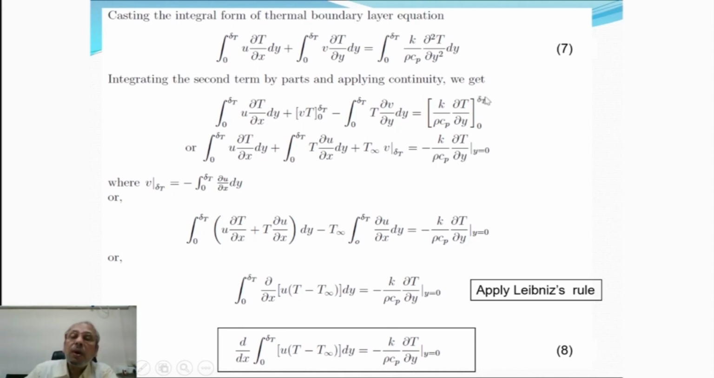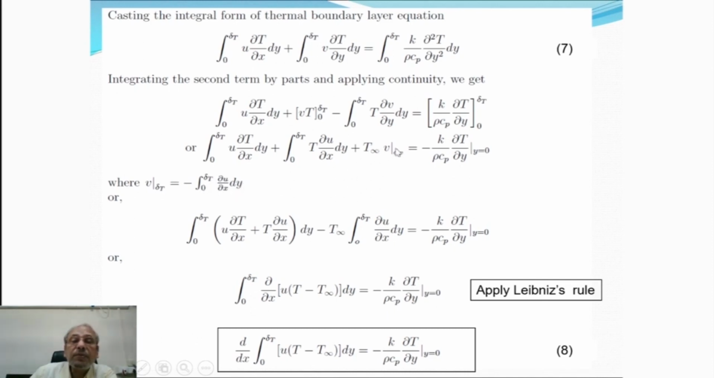So when we apply the upper limit, we don't get any result, but the lower limit is a very meaningful term. We will see this indicates basically heat transfer. So this is minus k by rho Cp del t del y at y equal to 0. And then again, as I said, here we did not substitute v at delta t. It is given by minus 0 to delta t del u del x dy.